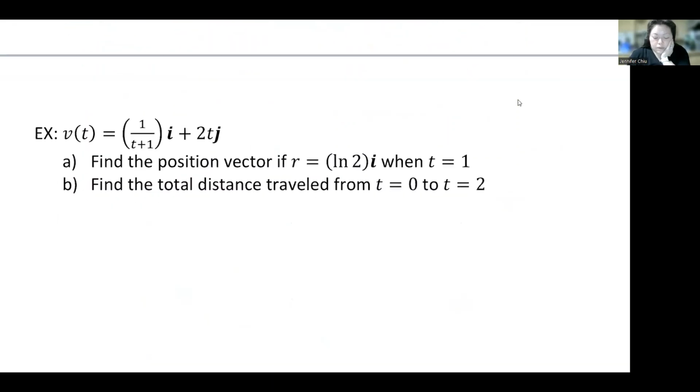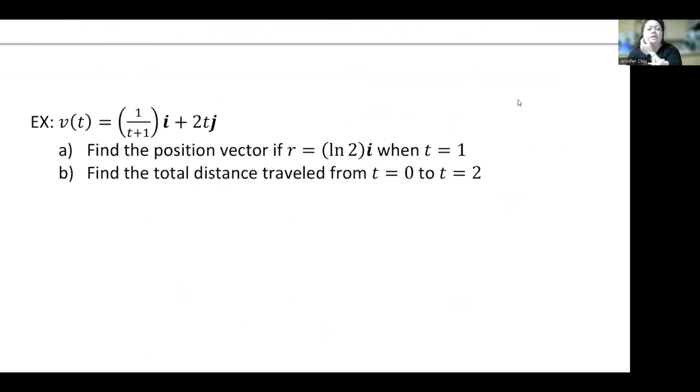All right, last one, you have v of t here. This is your velocity function, and this is kind of like the initial value problems that we had in rectangular coordinates. It says find the position function vector, if r equals natural log of 2 i when t equals 1. So what you want to do is take the integral because you have velocity. In order to get position, you got to go backwards. You take the antiderivative and get your position function.